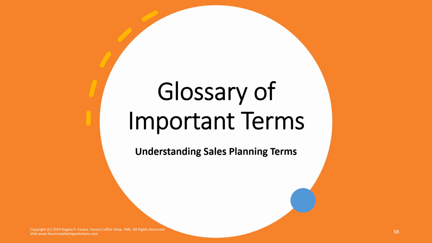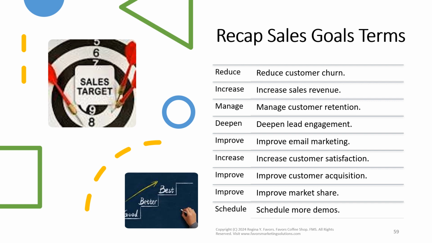Glossary of important terms, understanding sales planning terms. So the recap sales goals terms that we mentioned at the beginning, towards the middle of the presentation. So reduce customer churn, increase sales revenue, manage customer retention, deepen lead engagement, improve email marketing, increase customer satisfaction, improve customer acquisition, improve market share, and then schedule more demos.